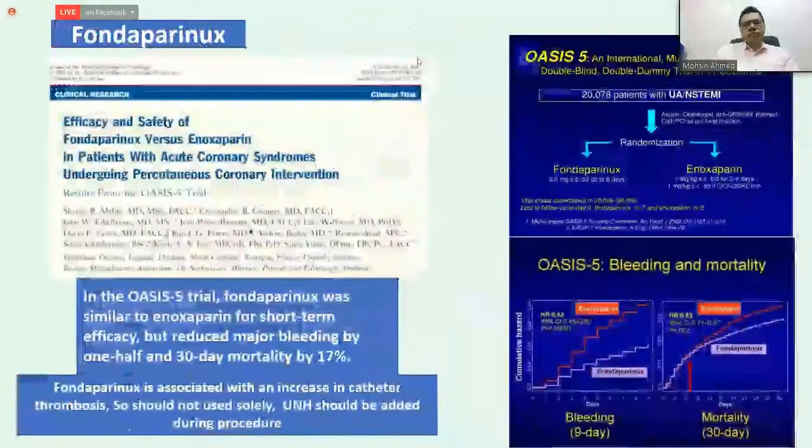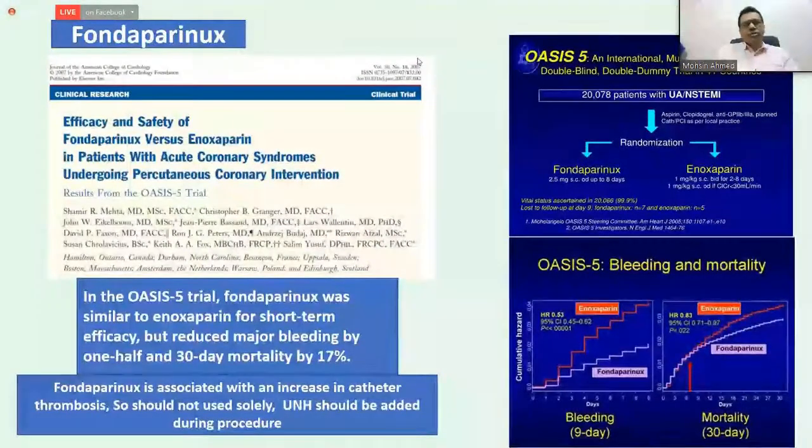And fondaparinux. Fondaparinux is sometimes used, and the OASIS trial showed that fondaparinux caused less bleeding and mortality was less. But mind it, it causes increased catheter thrombosis. So it should not be used solely. You should use unfractionated heparin in a radial procedure.